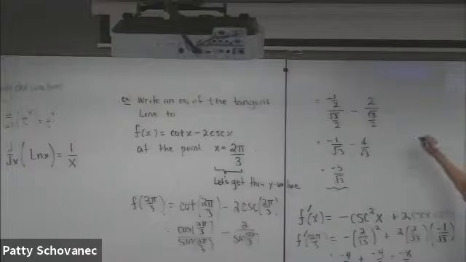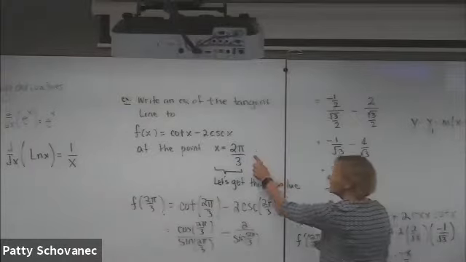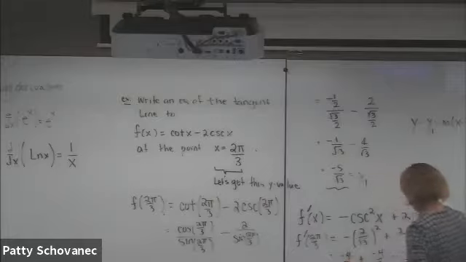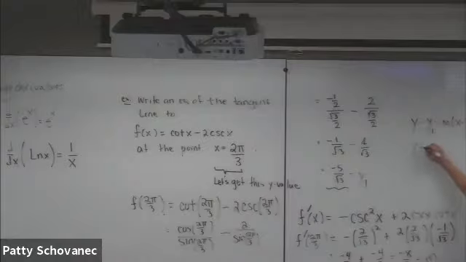I'm going to write down my tangent line now. y minus y1 is m times x minus x1. We've got my x1. We've got my y1. And we've got our m. We just fill it in. y minus a negative 5 over root 3 is equal to negative 8/3 times x minus 2 pi.